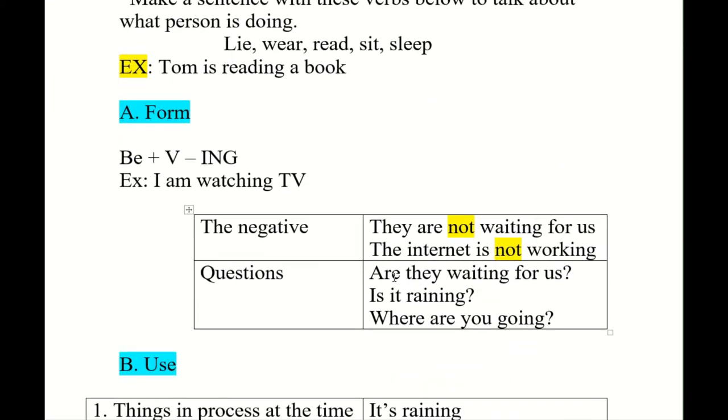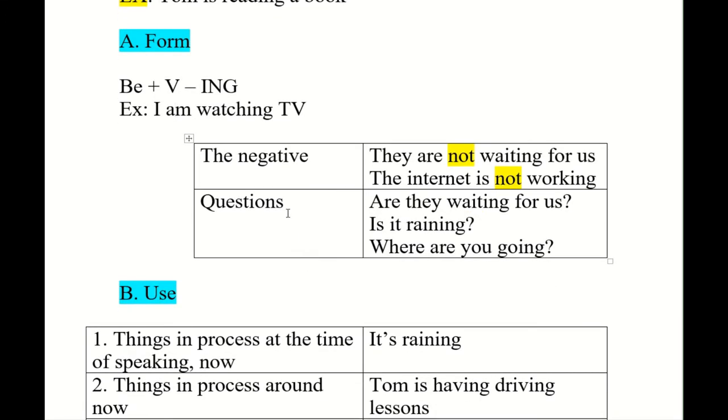Okay, and now we will move on to the form. Form we have to be plus verb in. Look at example. I'm watching TV. I is subject. Is to be. Watching is verb in. And TV is object.